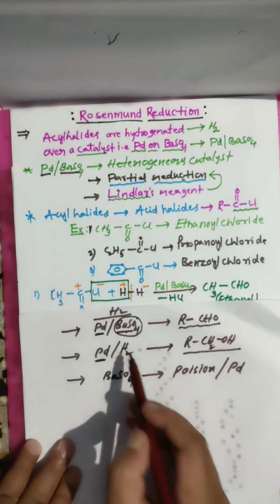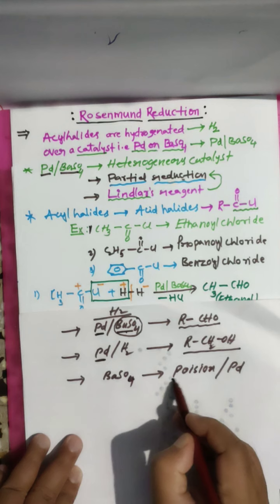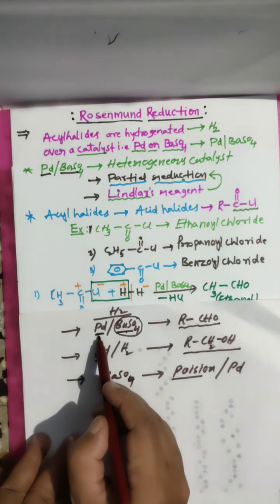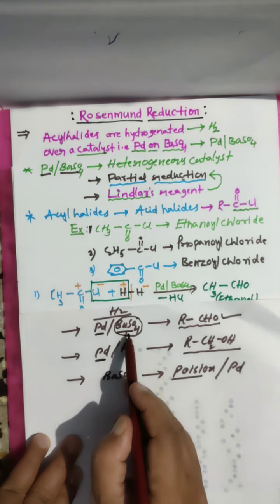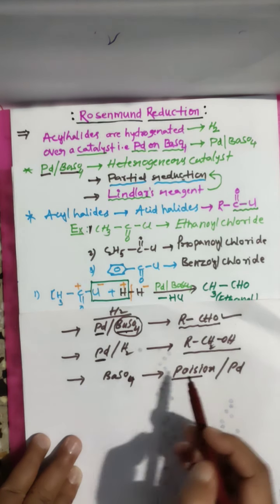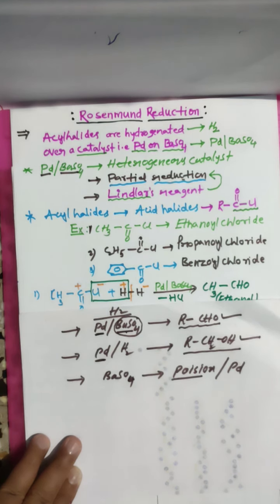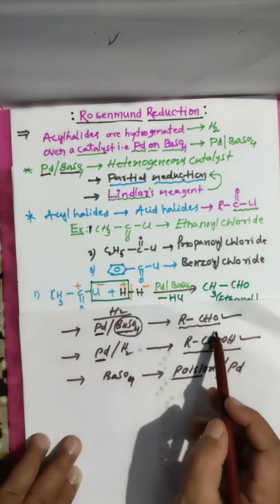What is the duty of barium sulfate? Barium sulfate acts as a poison on palladium. It reduces the reactivity, that is the catalytic activity, of palladium. Then partial reduction takes place, and you are getting aldehyde. When barium sulfate is absent, palladium works effectively, then complete reduction takes place, then you are getting alcohol. So complete reduction gives alcohol, partial reduction gives aldehyde only.